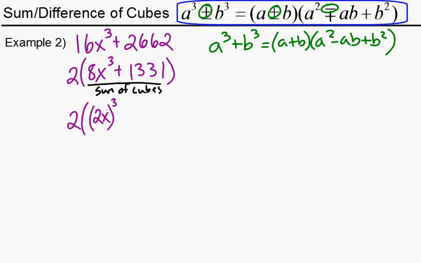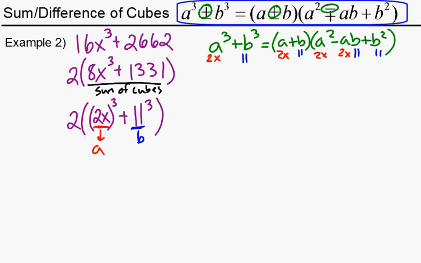The plus sign stays. And 1,331, if you just try out a couple values or plug it into the calculator with the cubed root button, you're going to get 11 to the third. So again, the key is, this whole quantity is a. A is 2x. And my b value is 11. So anywhere there was an a, I'm just going to think 2x, and anywhere there was a b, I'm going to think 11.